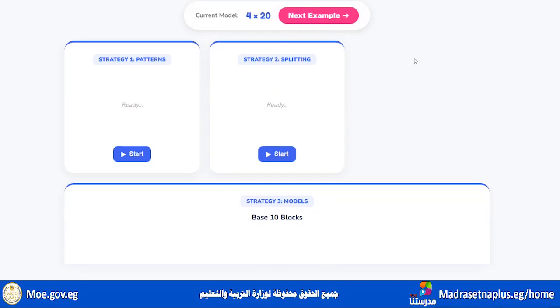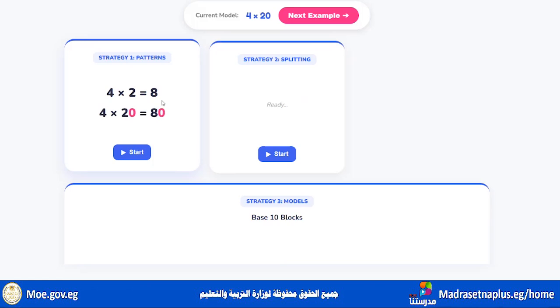Next, we have 4 times 20. By using any one of these strategies, you are free to choose any one suitable for you. By patterns, 4 times 2 equals 8. What about 4 times 20? It will be 80. 4 times 2 equals 8, so 4 times 20 equals 80, by using patterns.